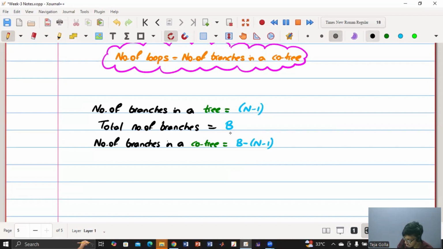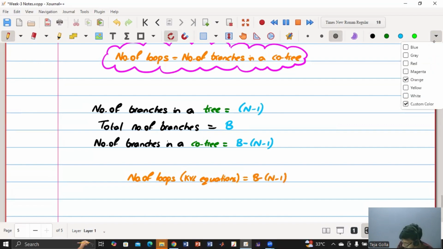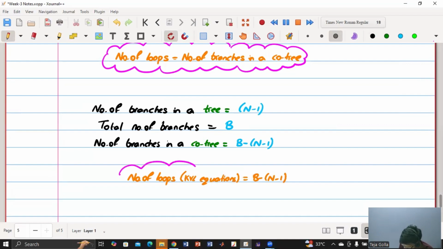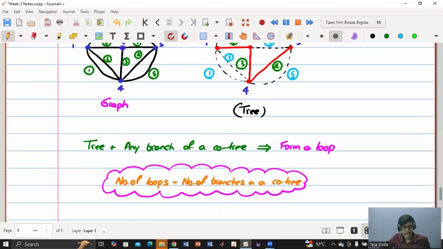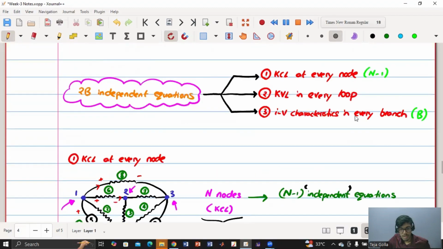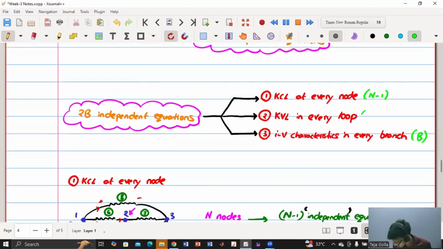So now we have seen that the number of branches in a co-tree is equal to the number of loops, which means the number of KVL equations is equal to B minus (n minus 1). So the number of KVL equations that we will be getting in a circuit with B branches and n nodes is B minus (n minus 1). So let me just write it here. So we have B minus (n minus 1).